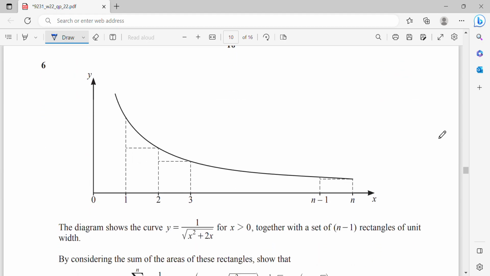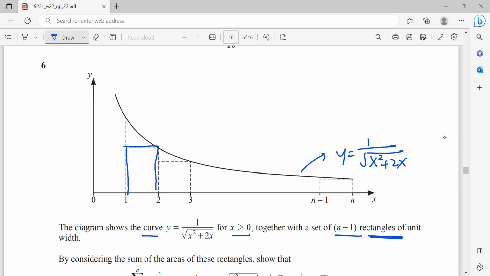So for question 6, you are given a graph, y equals 1 over square root of x squared plus 2x, where x is more than 0, together with a set of n minus 1 rectangles. When you look at here, this is the first rectangle. This is the second rectangle.